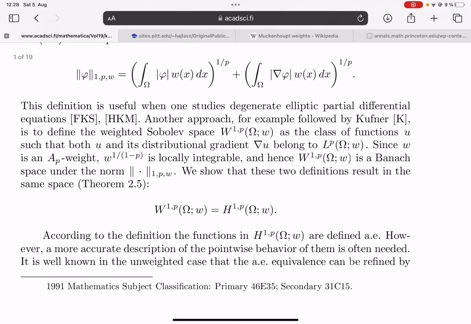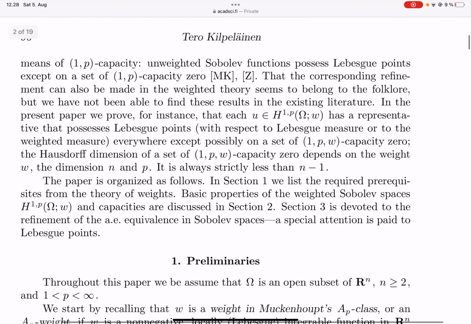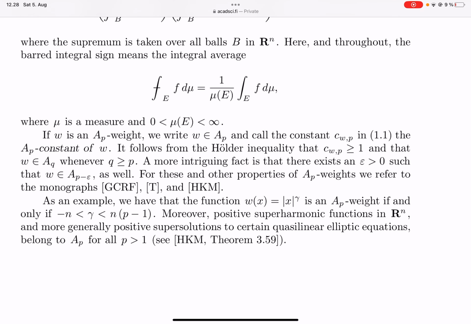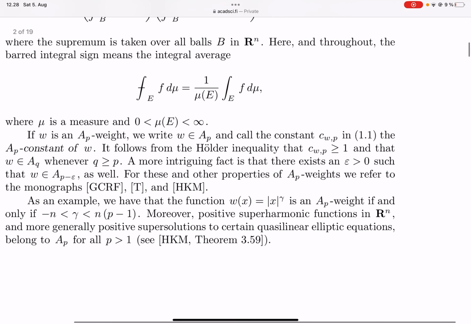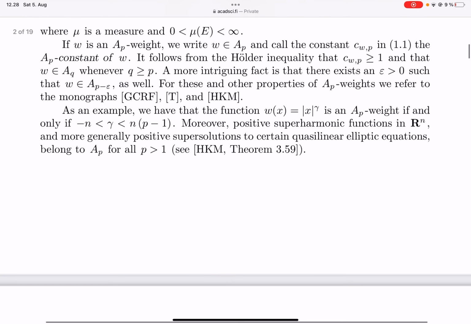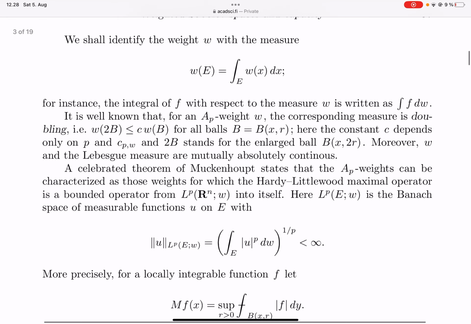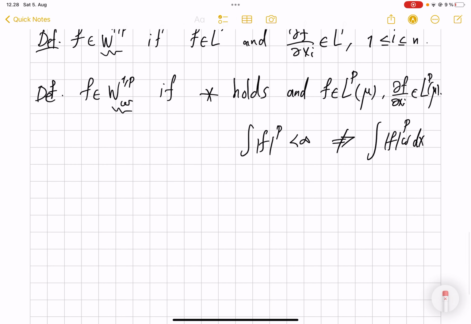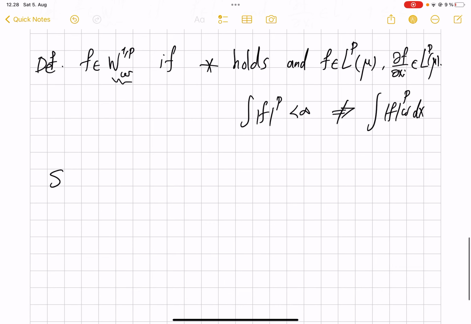So I want to finish this by pointing out some more properties, the most famous properties of Muckenhoupt weights. The example of powers of absolute value of x, with blow up near the origin, are given here. So this power gamma is in A_p if gamma is between these parameters. So that gives you examples of non-trivial weights. Okay, so some properties of A_p weights.